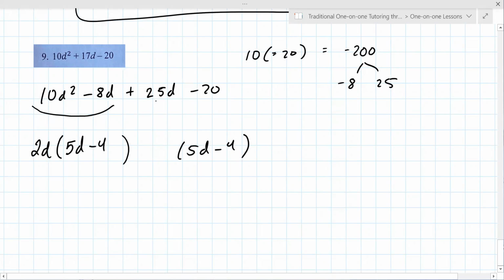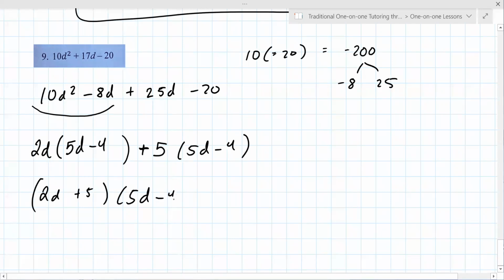Are you trying to get to 25d, or are you trying to get to the other one? I guess I prefer the positives. Yeah, that's what I do. So it's plus 5. So then you'd get 2d plus 5 and then 5d minus 4.